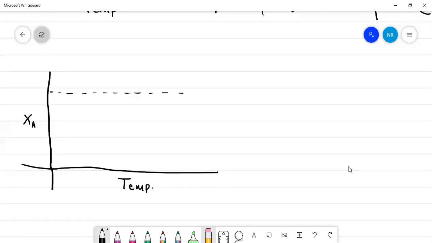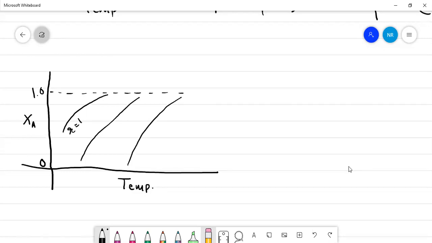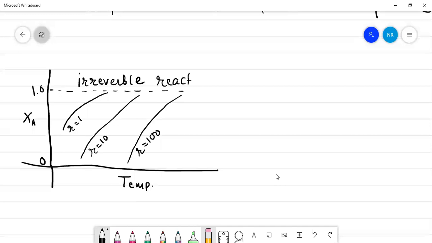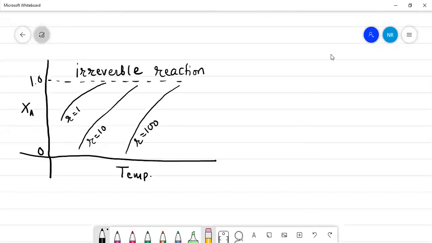Let me first draw this graph. From zero conversion to 100% conversion, with different temperatures. Let's take our first rate of reaction. If R is equal to 1, I get a graph like this; then a graph like this; and another like this. So at R equal to 1, R equal to 10, and R equal to 100, this is the irreversible reaction: conversion versus temperature with different rates of reaction. For reversible reactions, we have two graphs: endothermic reaction and exothermic reaction.